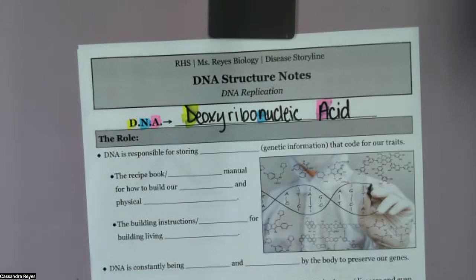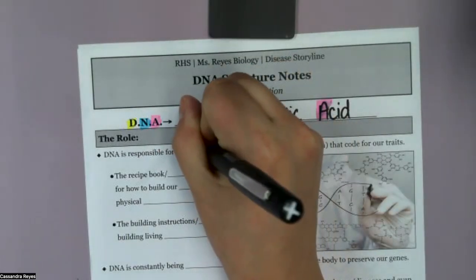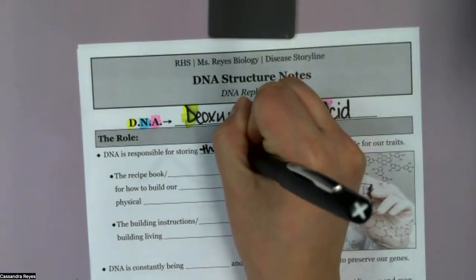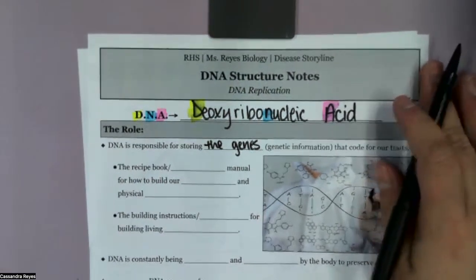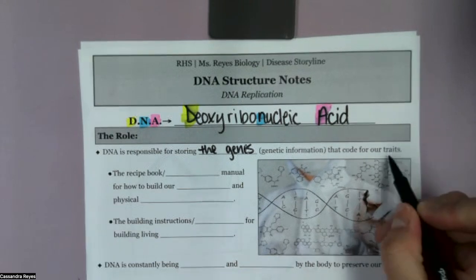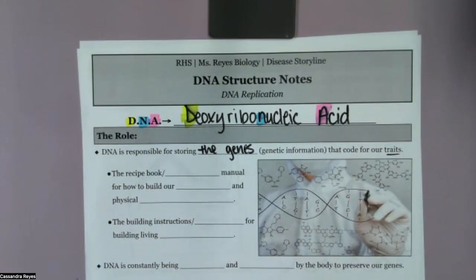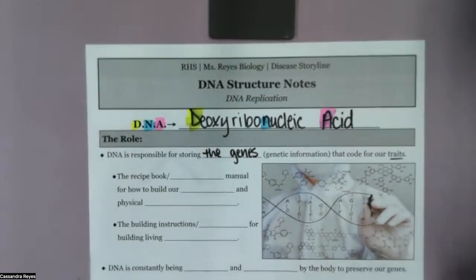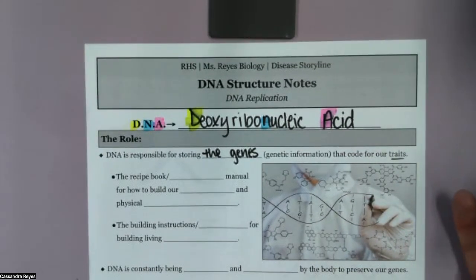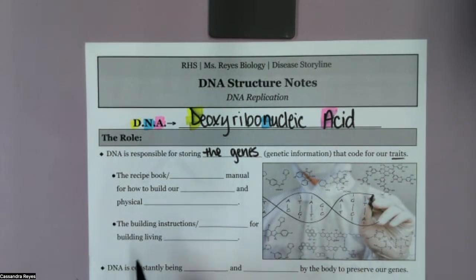Alrighty, so deoxyribonucleic acid, aka DNA, is responsible for storing the genes, which is our genetic information that's going to code for our traits. And when we're talking about traits, we're talking about things that are characteristic of us. So for example, Miss Reyes has brown hair that grows out of her head. It's not actually blonde, believe it or not. My eyes are also brown. Yours might be blue or green or hazel. All those traits, okay? The things that make us different.